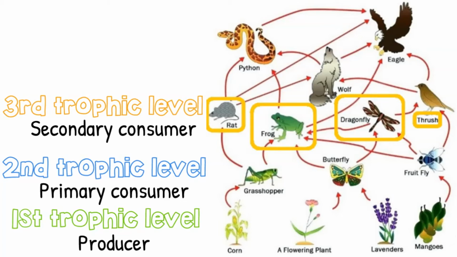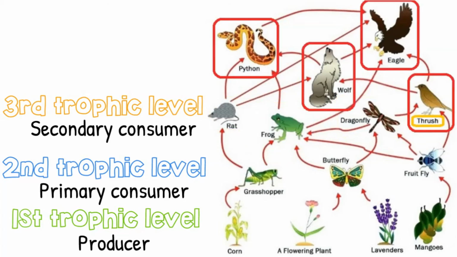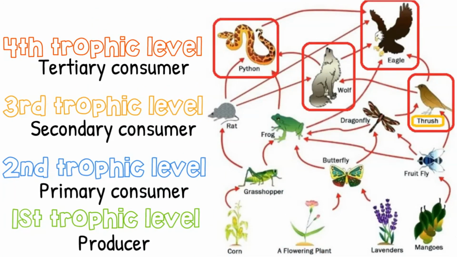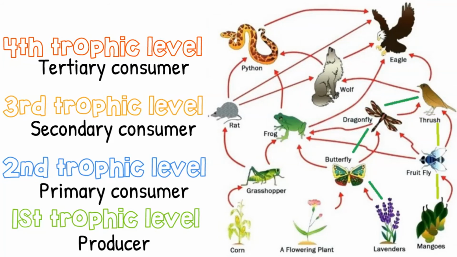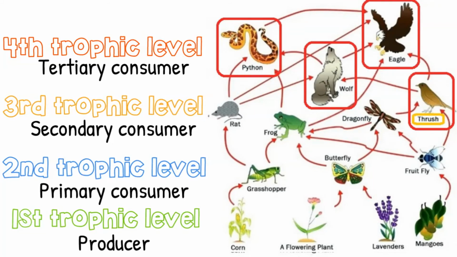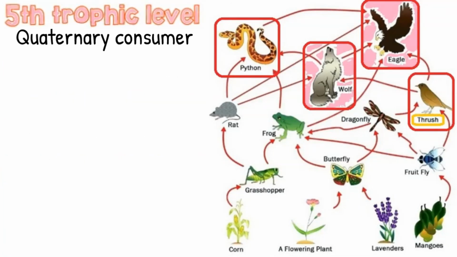The python, wolf, eagle, and you'll see again thrush occupy the fourth trophic level. These are tertiary consumers. Notice that the thrush appears twice as it is in two separate food chains. Just as the thrush occupies more than one trophic level, so too do the wolf and eagle. They are tertiary consumers in the fourth trophic level, but also they are quaternary consumers in the fifth trophic level.